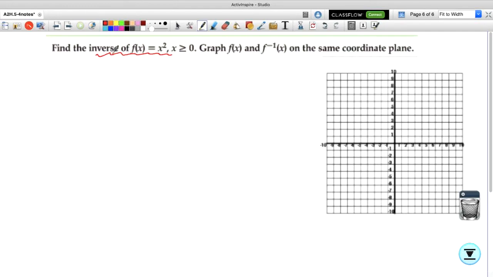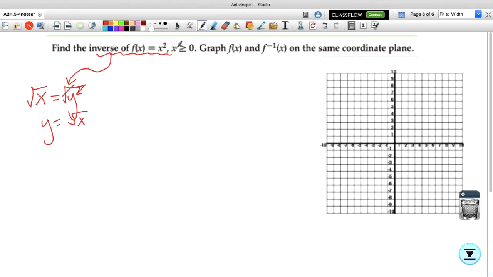So let's start by finding our inverse. To find the inverse, we flip-flop the x and the y. So instead of y equals x squared, it's going to be x equals y squared. Then to get our y alone and positive, we're going to square root it, and we're going to end up with y equals the square root of x. Now, we know a little bit about this function. This is our parent function, okay?